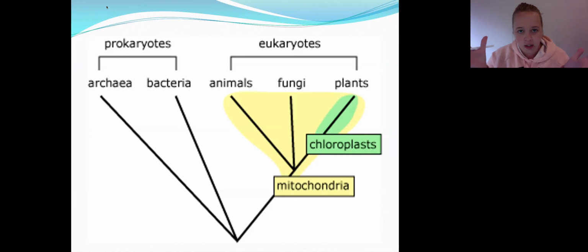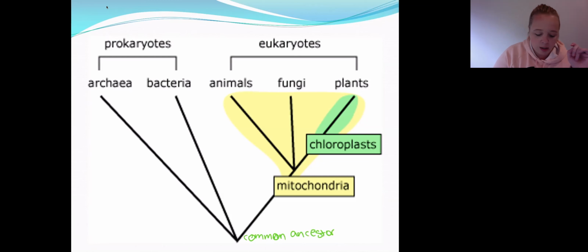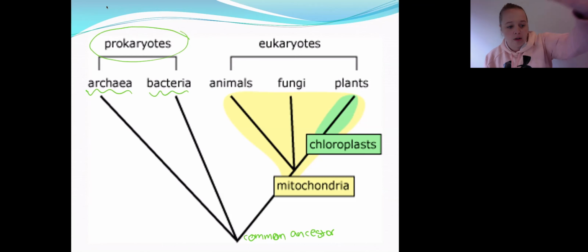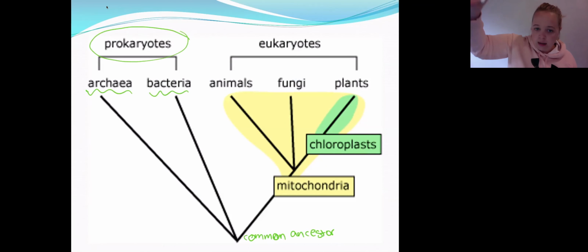This is a phylogenetic tree. We'll come back to them in Unit 4. You can see that here is our oldest common ancestor down the bottom. So here's our old common ancestor. Over here we've got archaea, we've got bacteria, they're the prokaryotes. They branched off a really long time ago. And then we've got the eukaryotes over on this side.